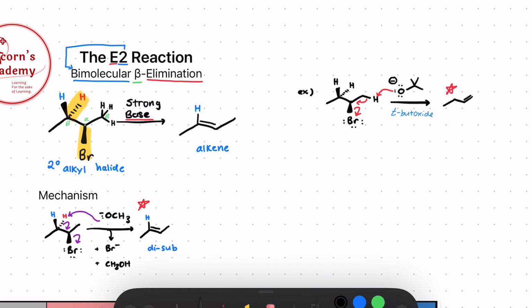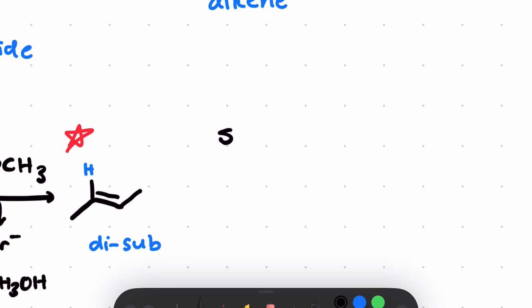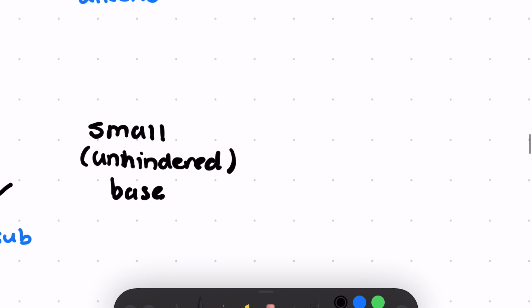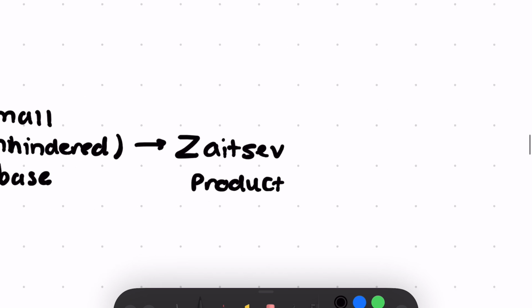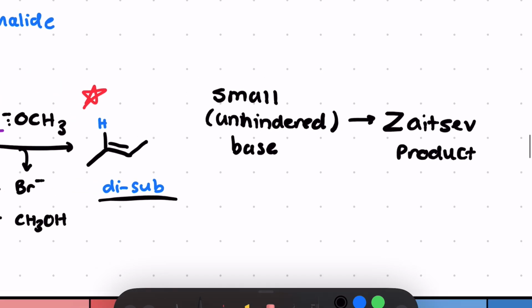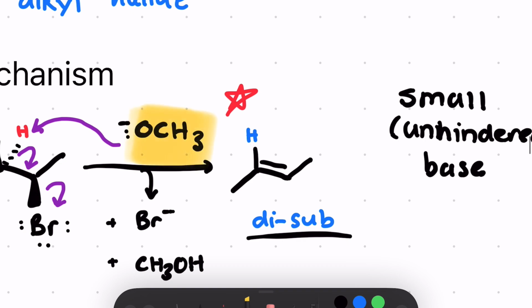So these products kind of have names. Okay. They have designations. If I use a small, or more properly, an unhindered base, okay, if I use an unhindered base, I'm going to get what's known as a Zaitsev product. Okay, a Zaitsev product. So this right here would be a Zaitsev product because it's an alkene that is more substituted and it comes from a pretty small base, okay?